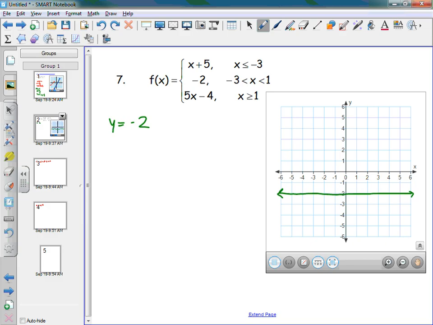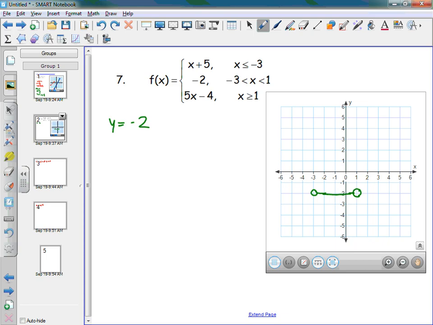However, I can only be on there when it's in between what values? -3 and 1. Can it be -3? No. So at -3, I'm going to have an open dot, and at 1, I'm going to have an open dot there. And the rest of the line goes away. Do we see that graph there? Yes or no? An open dot at -3 and at 1. Do we see it?